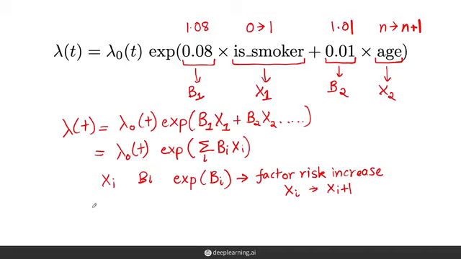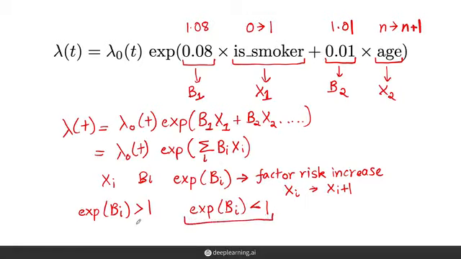And so one thing worth noticing here is that when our exponent of bi is greater than 1, that means the risk factor increases. But when our exponent of bi is smaller than 1, that means our factor risk decreases. And so if we have this going on, it means our variable xi is actually reducing risk. So let's look at that with an example.